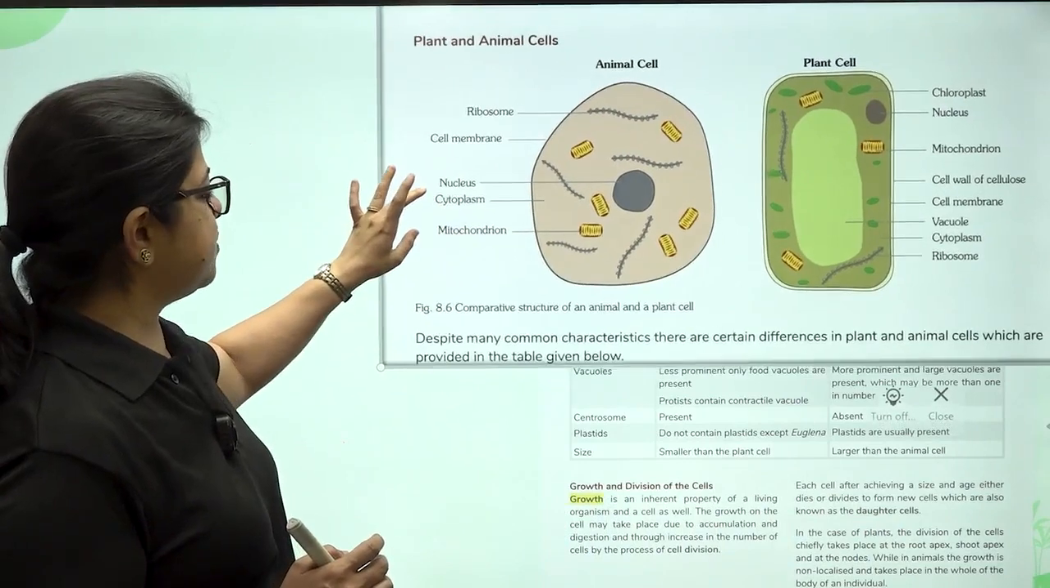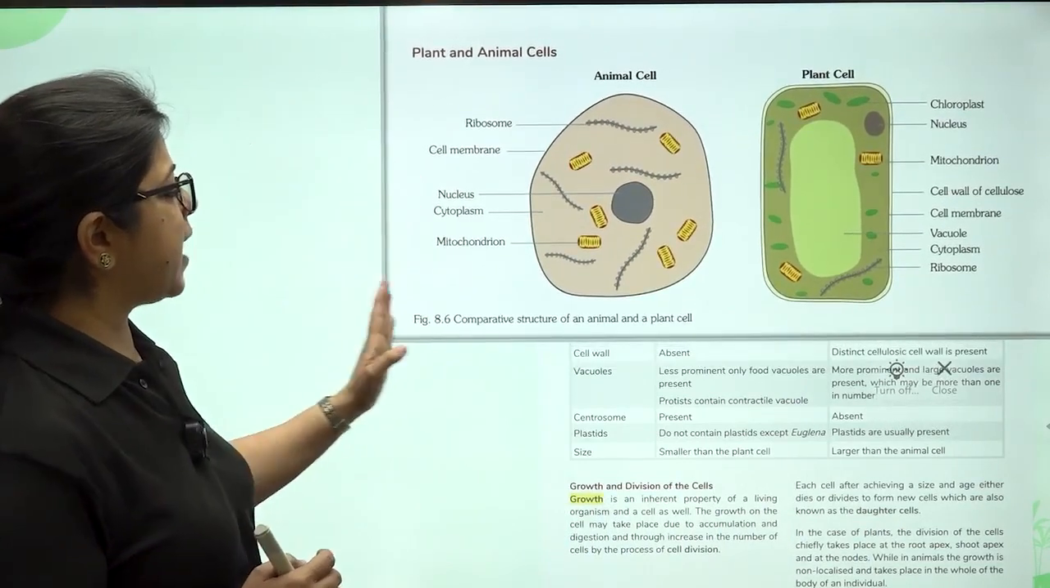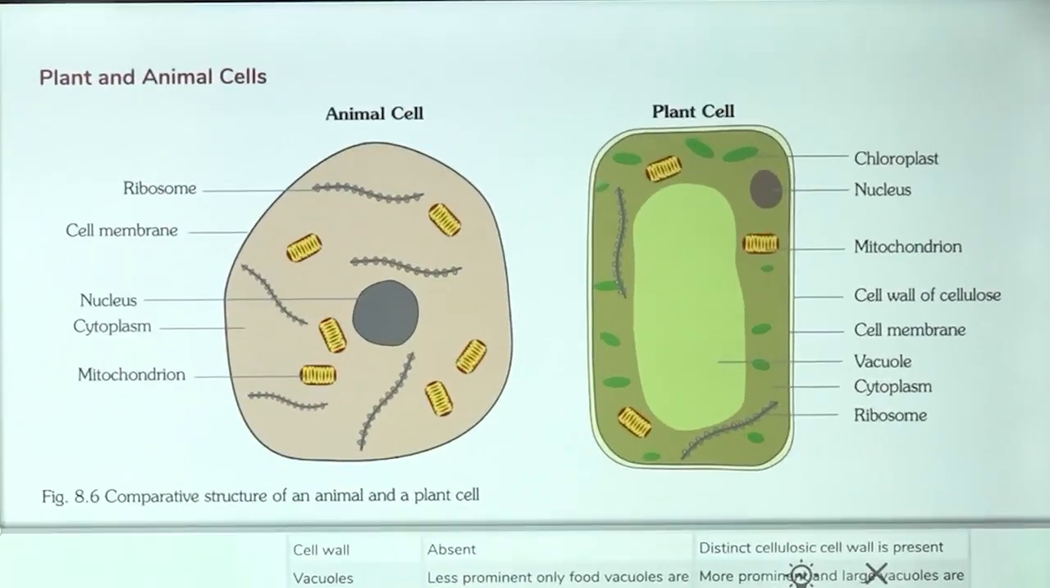So, this diagram here gives us a comparative structure of an animal and a plant cell. Cell wall is absent in animal cells. A distinct cellulosic cell wall is present in plant cells. Vacuoles are less prominent, only food vacuoles are present in animal cells. More prominent and large vacuoles are present in plant cells. Centrosome is present in animal cells, it is absent in plant cells. Animal cells do not contain plastids except in euglena, and plastids are usually present in plant cells. Animal cells are smaller, while plant cells are larger than the animal cells.